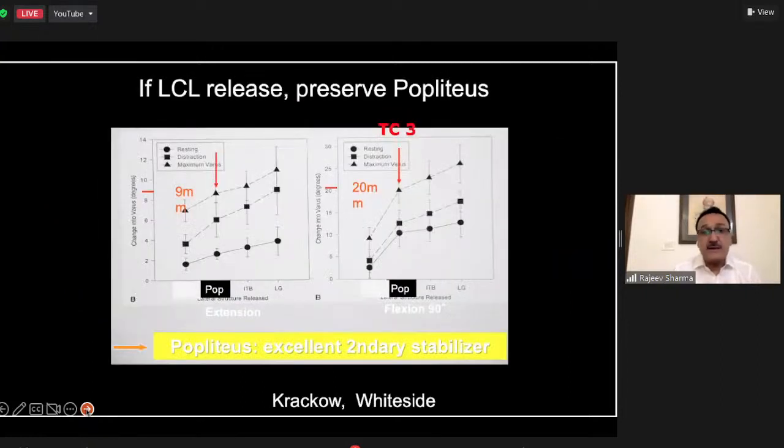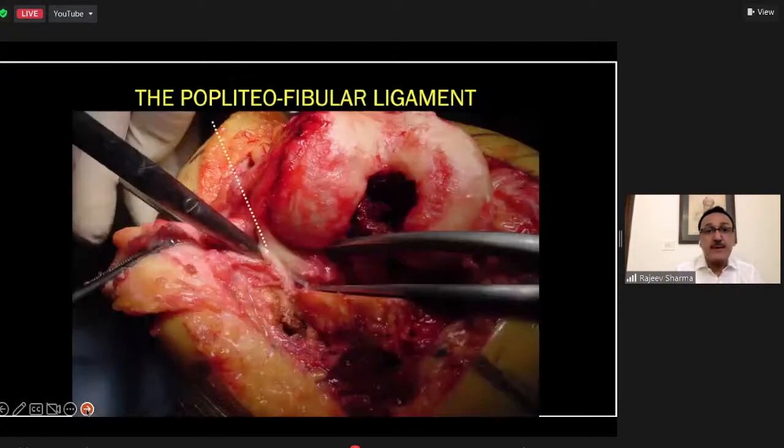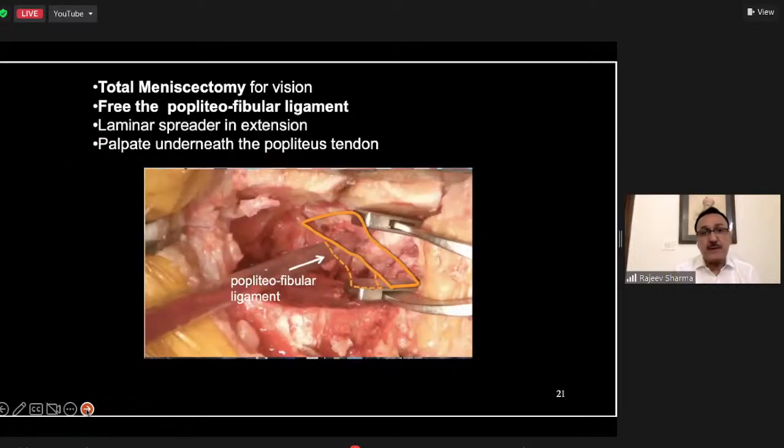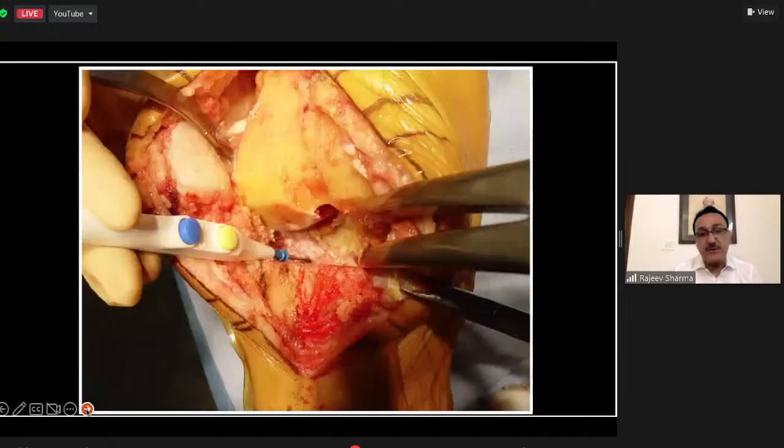If the LCL release is done, preserve the popliteus. That is a very important thing. If you have to release the popliteofibular ligament, do not release the popliteus, but the popliteofibular ligament; if you can identify and release it, it helps a lot. Do a total meniscectomy for the vision, free the popliteofibular ligament, use a laminar spreader in extension, and palpate underneath the popliteus tendon. Then you will be able to see that. That is the lateral release, posterolateral release, that you can do in a very easy way.